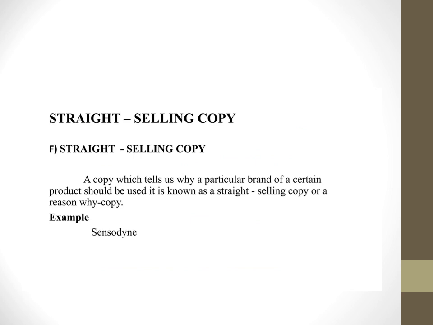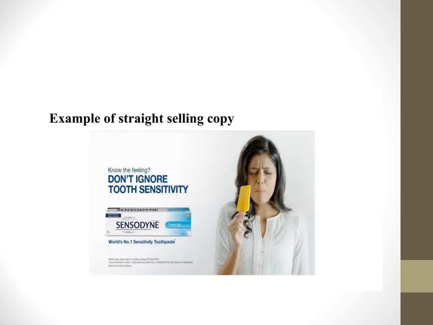We'll see what is an advertising copy. The elements of a good advertising copy, from the headline to closing, should follow 4 steps in the selling process. If you see this example, a girl is eating an ice cream. When she eats an ice cream, her tooth is affected because of cavity and because of the chillness. So if she uses Sensodyne, it helps to make our teeth strong. So this is the straight or selling copy.